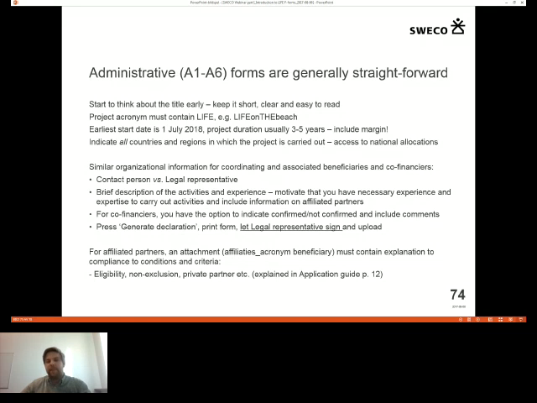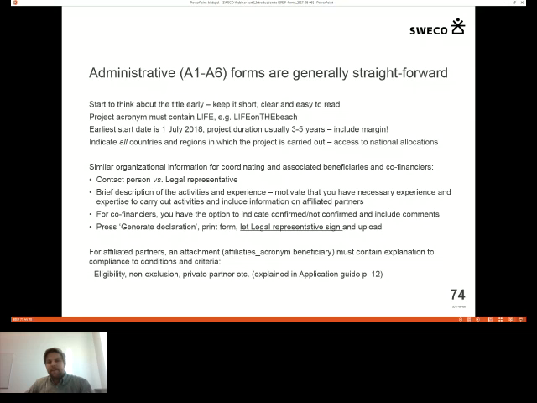There is also a form of half participation called affiliated partners. This could be, for example, if you are a company and you have a daughter company that will also carry out some tasks in the project, but that does not have any major role in the project. In this case, you should include information like contact information, as well as how this affiliated partner is complying with the conditions and criteria, which are explained in the application guide on page 12. This only applies to private partners. Public partners cannot have affiliated partners on board.